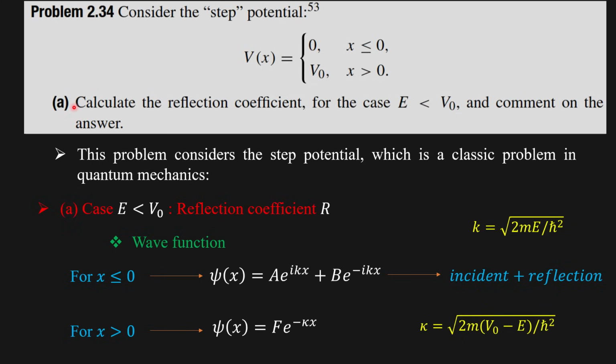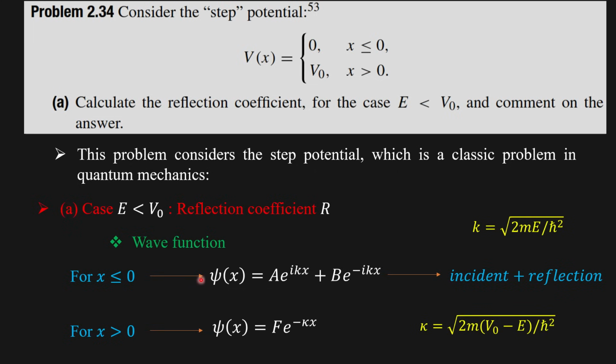This problem consists of four subdivisions. The first subdivision is: calculate the reflection coefficient for the case E is less than V naught, that is, total energy is less than the potential energy, and comment on the answer. This problem considers the step potential, which is a classic problem in quantum mechanics. First, in case A, the total energy is less than the potential energy, so we have to calculate the reflection coefficient.